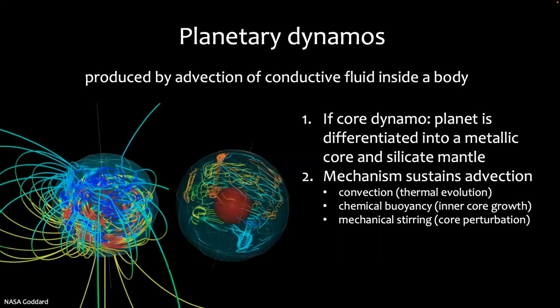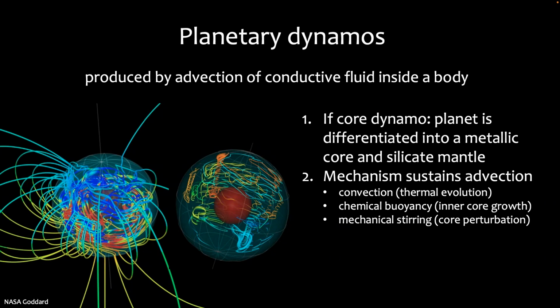So planetary dynamo magnetic fields are generated by advection of conductive fluid inside a planetary body. Most often in terrestrial planets, that conductive fluid is liquid metal within the cores of those planetary bodies. So if you can use either paleomagnetic measurements or spacecraft measurements to show that a body either currently generates or once generated a core dynamo magnetic field, it tells you a few things. It tells you that your planet early in its history underwent melting and differentiation into a metallic core and an overlying silicate mantle. And the second thing that it tells you is that there is some mechanism acting to sustain the advection inside the body.